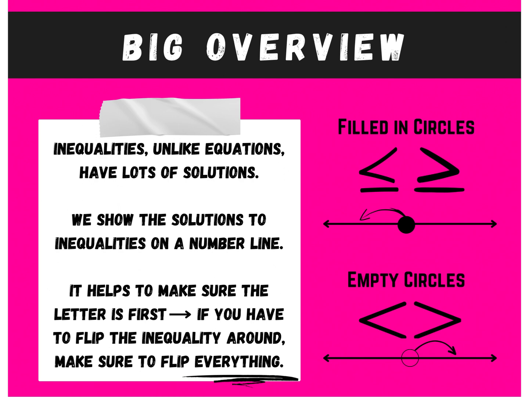It's also helpful sometimes to rewrite the answer to make sure that the letter comes first, like we did on examples 5 and 6. But if you have to flip an inequality around, make sure to flip everything. So swap the letter and the number and flip the sign. Some other things to remember are that if you have an equal to piece, you have a filled in circle. You need to shade it in. If you don't have an equal to, if it's just less than or greater, then you're going to see an empty circle on your number line saying that that number isn't exactly included. It's just a starting point.